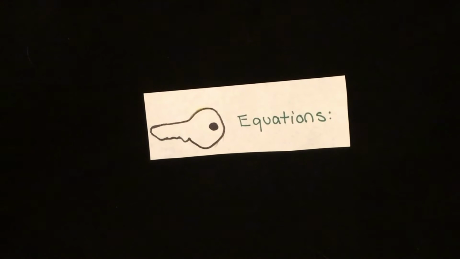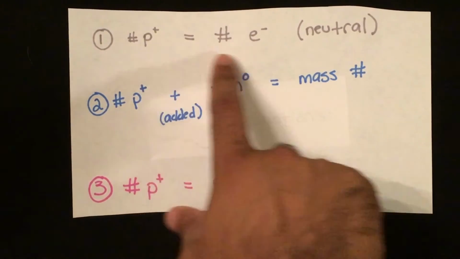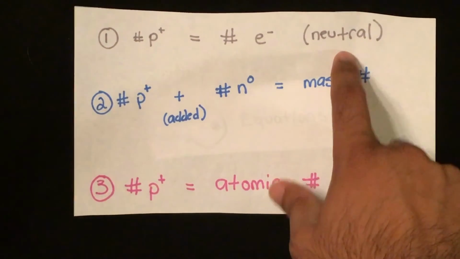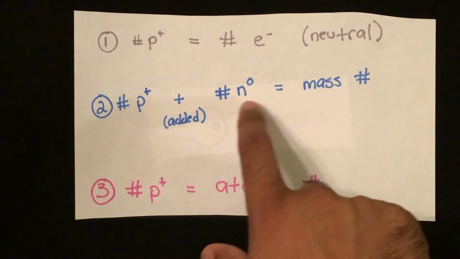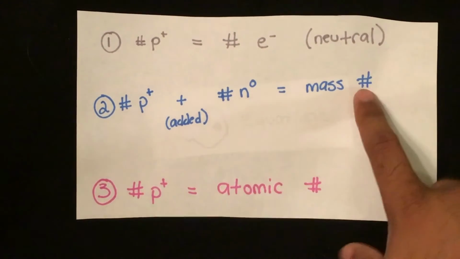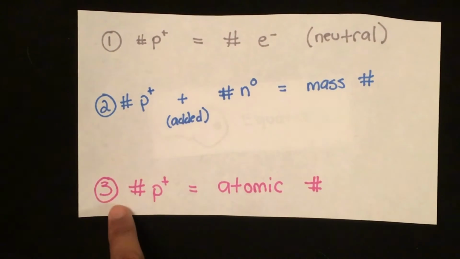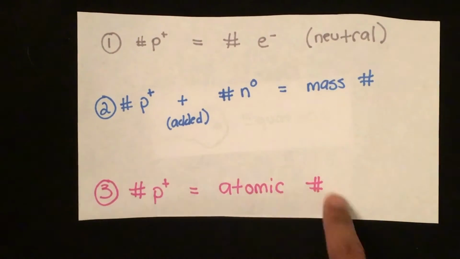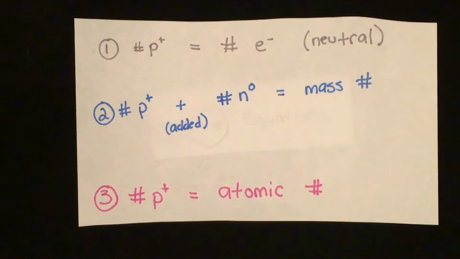A couple of the key equations needed to calculate the number of protons, neutrons, and electrons in an atom include the following. First, we have protons equals the number of electrons for a neutral atom. Then we have the number of protons added with the number of neutrons gives you the mass number that we found on the periodic table. And then the number of protons comes from your atomic number on the periodic table.